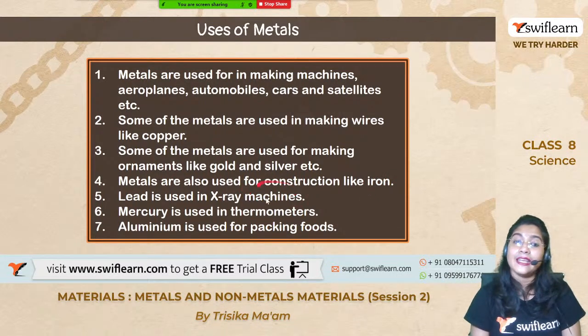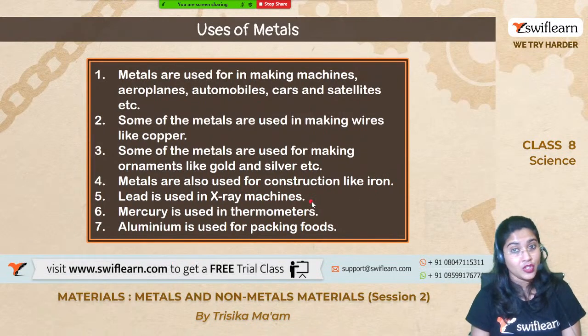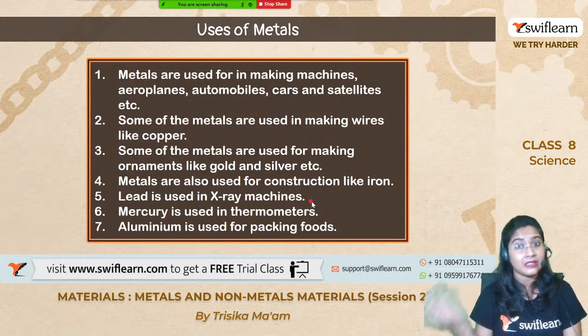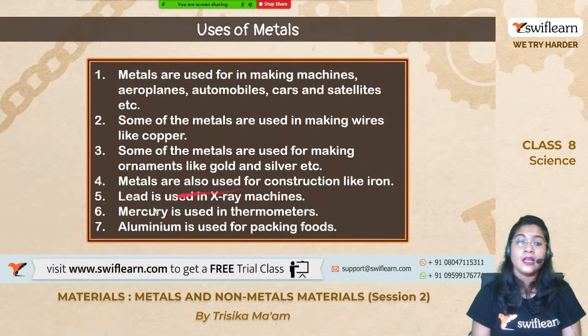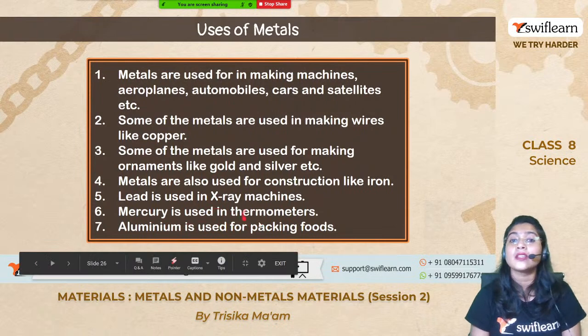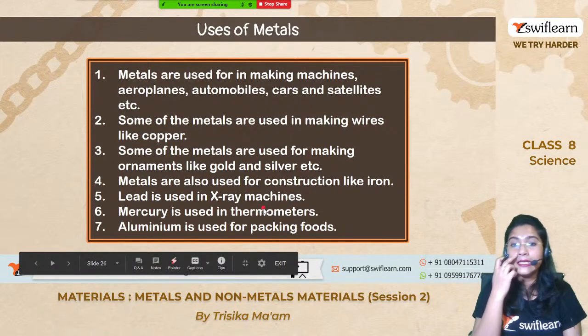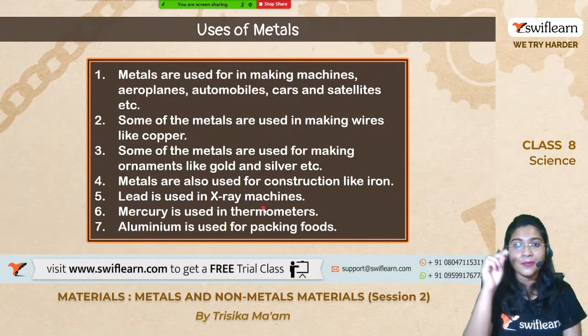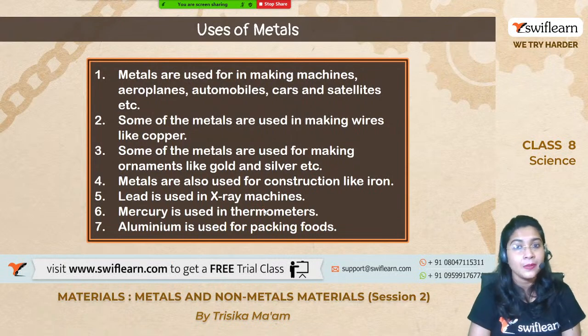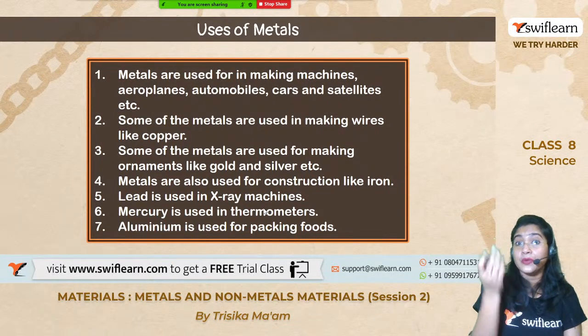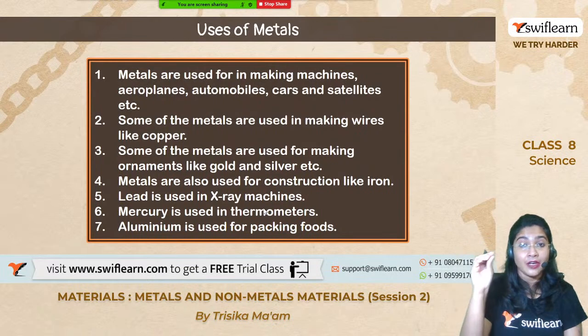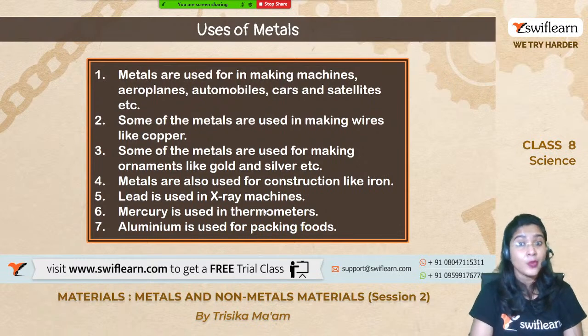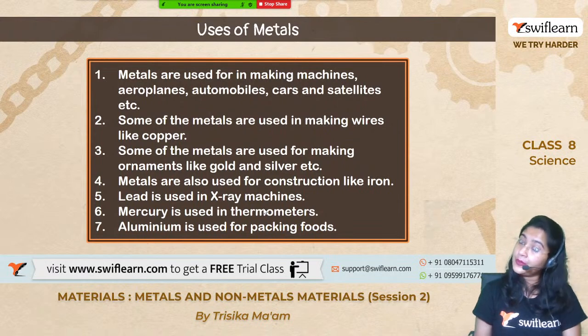Next is lead. It is used in the X-ray machine, in the medical field. Mercury is used in the thermometer. You have all seen the clinical thermometer. You know that the mercury is present in the bulb. So when the temperature increases, it expands and gives a proper reading of your body temperature. So mercury is the liquid metal which is used in the thermometer.